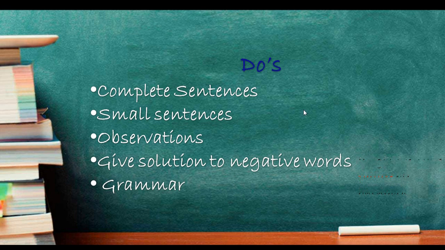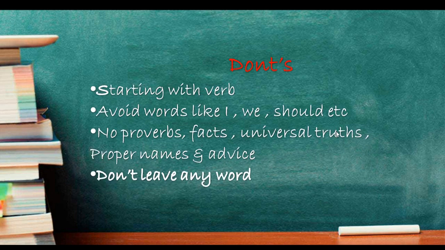Some of the don'ts that you should not apply to your sentences: do not start a sentence with a verb. The example of this is travel for fun. Another example is read a book. These sentences have meaning but nothing to do with your personality. Some other things you should avoid are using words like I, we, should, he, she, you, must, generally, good people, and people. And there should be no proverbs, facts, universal truths, proper names, and advice.